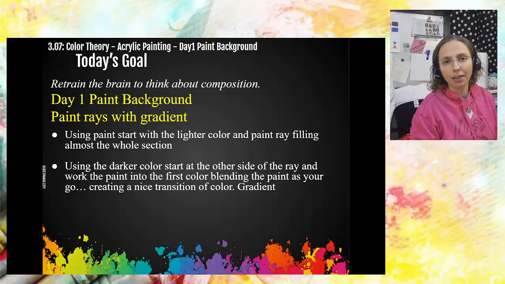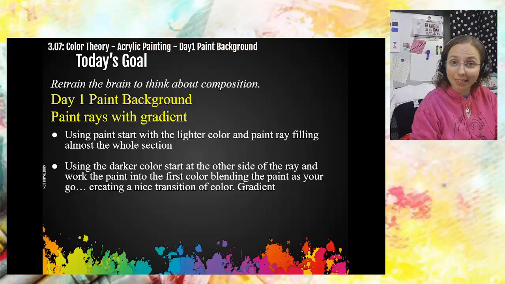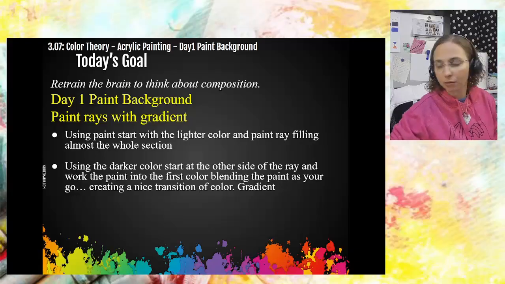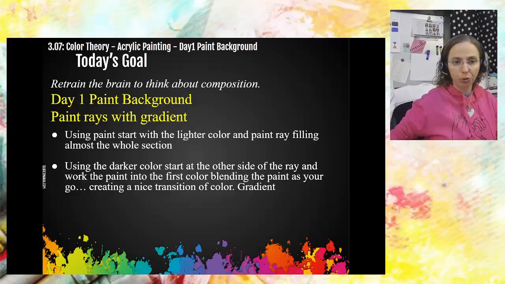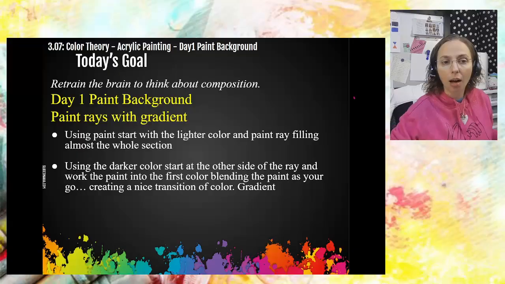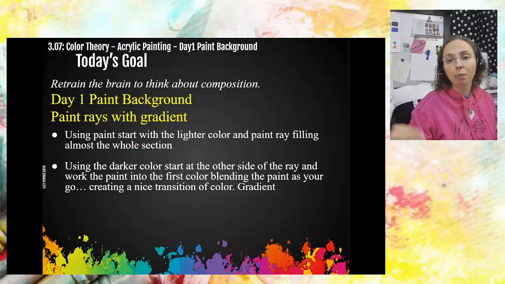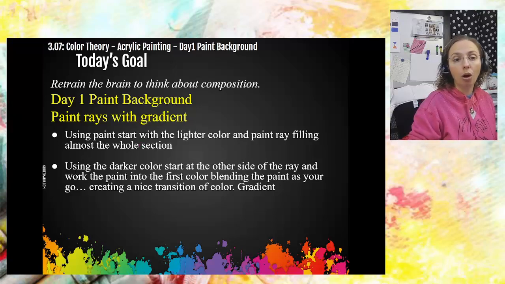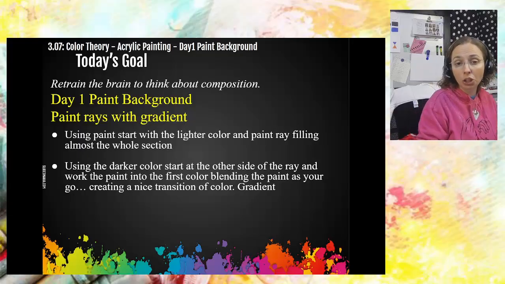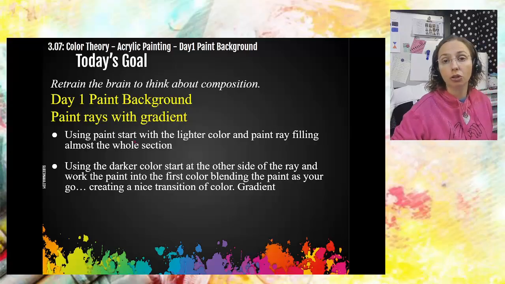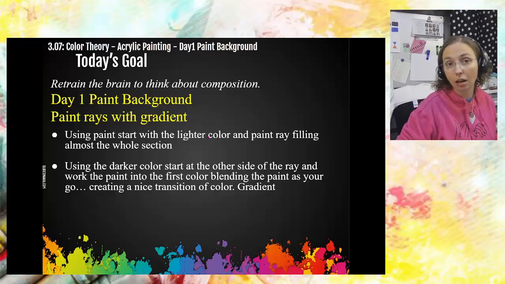And again, focused on that idea of Peter Max as our inspiration with these rays. So we're going to start painting in our rays from yesterday that we drew, or from the previous session. And it says here on our screen, we're going to use paint. We're going to start with our lighter color, and then we're going to paint our rays, filling almost the whole thing with the lighter color, and then we're going to use our darker color, start at the other side of the ray, and work into that lighter color, blending it as you go. This will help you create a really nice transition and gradient of color.